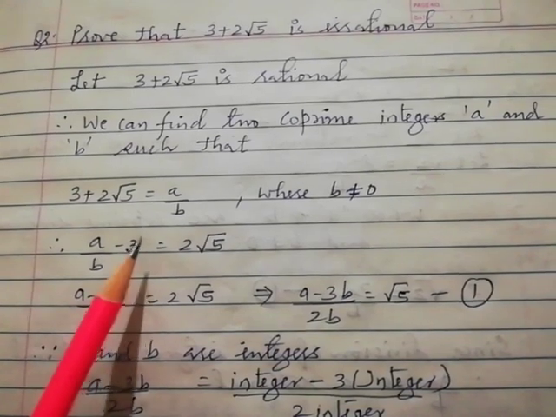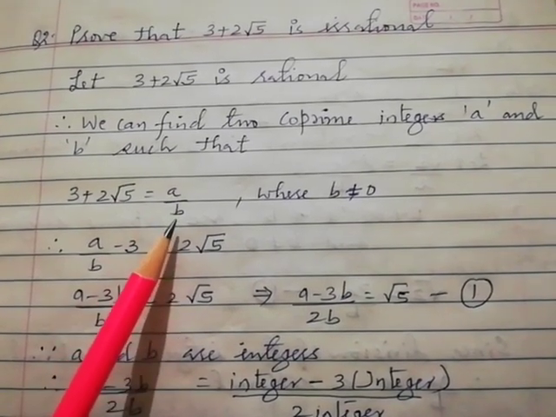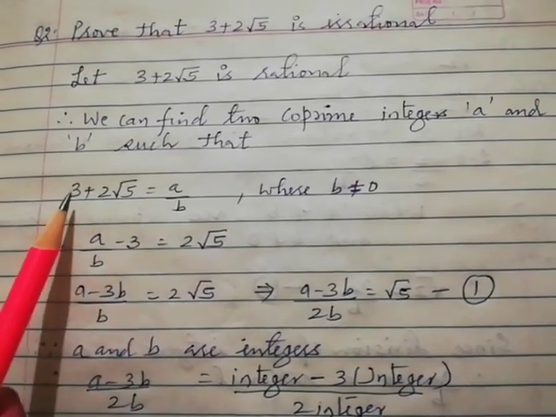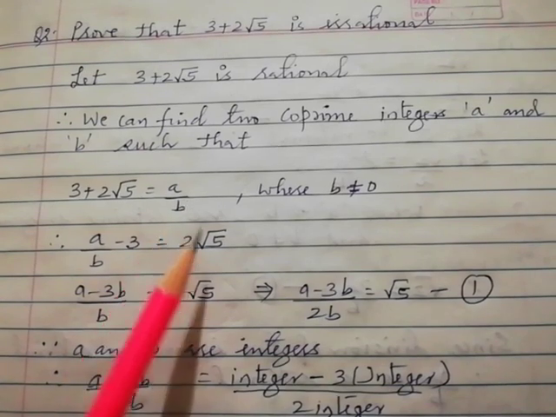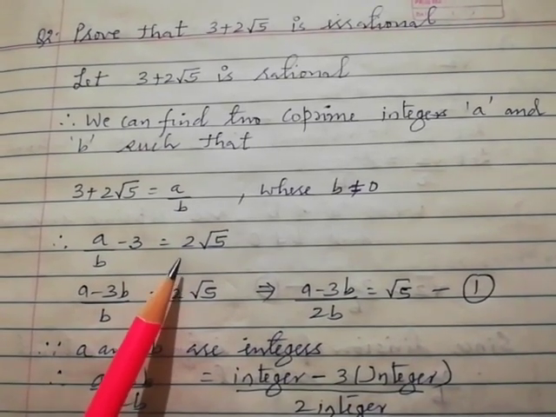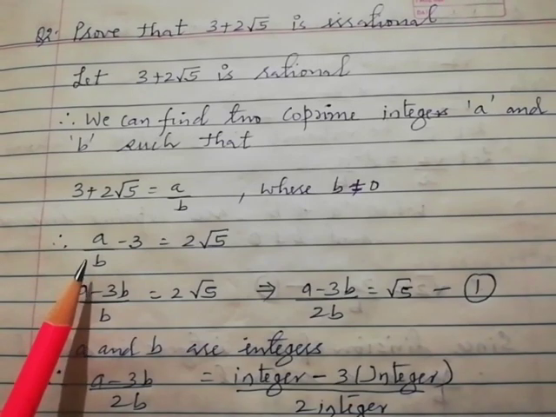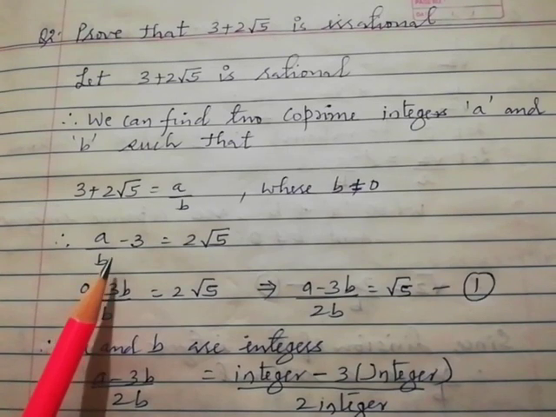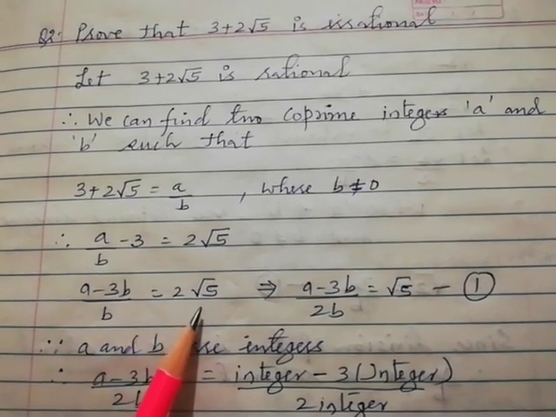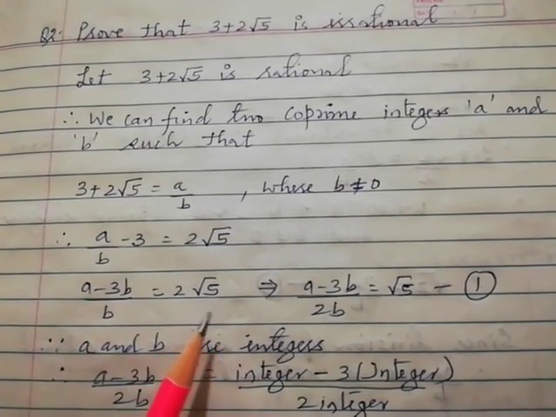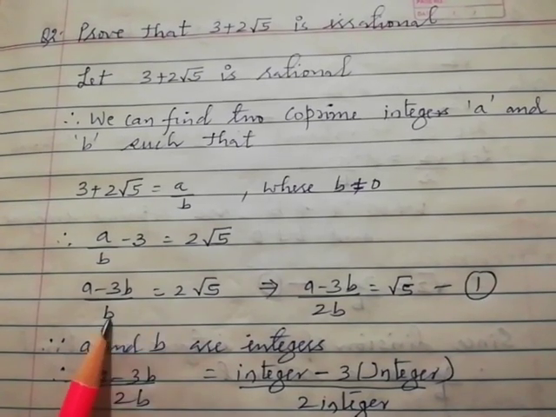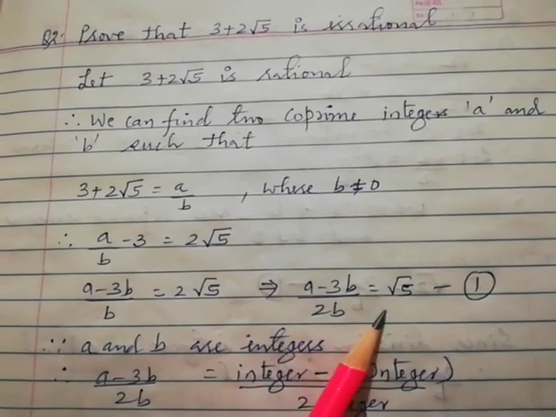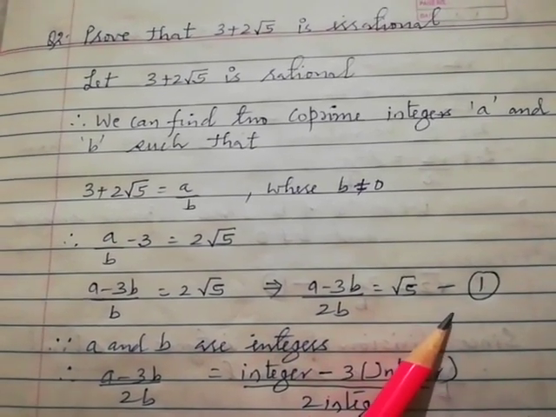Now what we do here in this case: a and b are integers, and 3 is also an integer, so we take it to one side. So plus 3 will go to the other side and become minus 3. On the right hand side we are left with 2 root 5, and on the left hand side we have a upon b minus 3. By cross multiplication or taking the LCM, a minus 3b upon b is equal to 2 root 5. Now this 2 we can also bring into the denominator. This is a minus 3b upon 2b is equal to root 5. Let it be equation number 1.